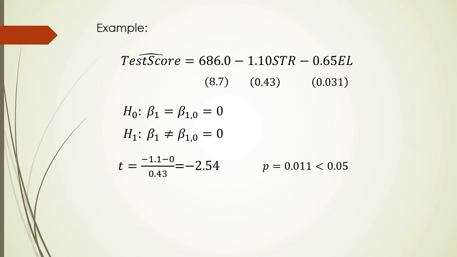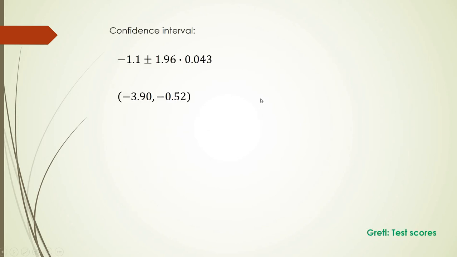It is less than minus 1.96, and the p-value is less than 0.05, so we will reject the null hypothesis, and we will say that student-teacher ratio is statistically significant in the population. The confidence interval is again the same. We will have the lower and upper limit, and we can say that in the population, with the probability of 95%, we can expect beta 1 is inside the limits of minus 3.9 to minus 0.52.